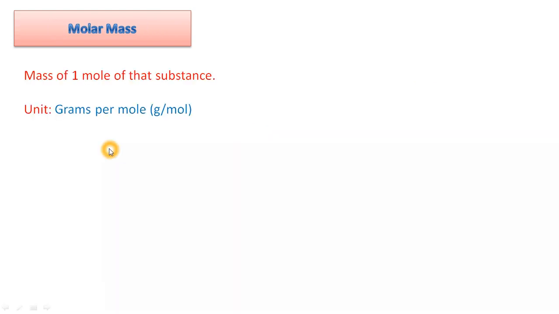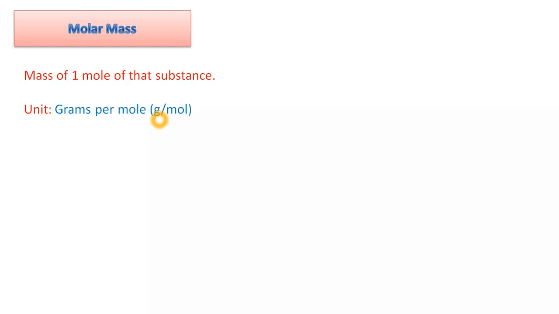Now before we go further, we'll discuss the term molar mass. Molar mass of a substance is the mass of 1 mole of that substance. And the unit of molar mass is grams per mole. In short, we can write it g per mol. Okay. Now, a molar mass can be of an element or of a molecular compound. And this molar mass is numerically equal to the atomic mass expressed in the units gram per mole.